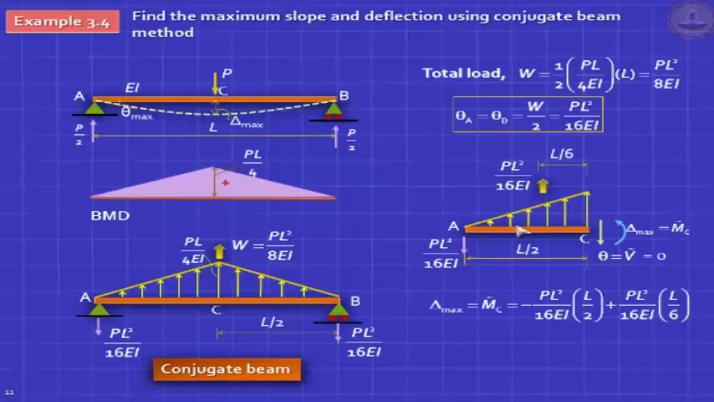Straight away, PL cubed by 48 EI. You will get a minus sign strictly, but then you are interested in the modulus, the absolute value. So we proved that formula which we assumed in the earlier stages of today's session. Good.